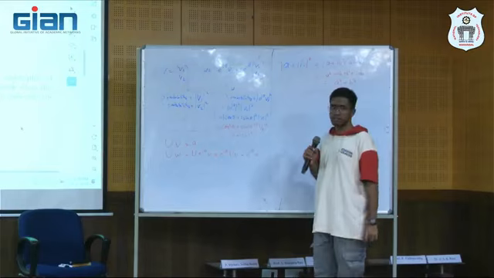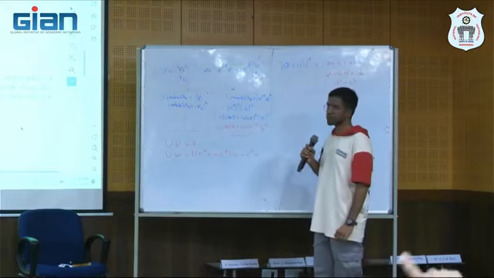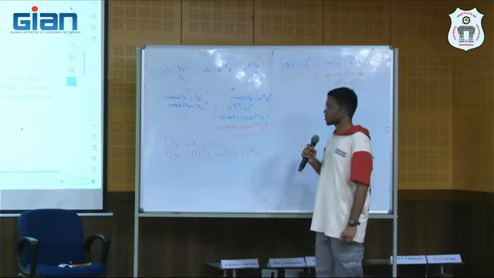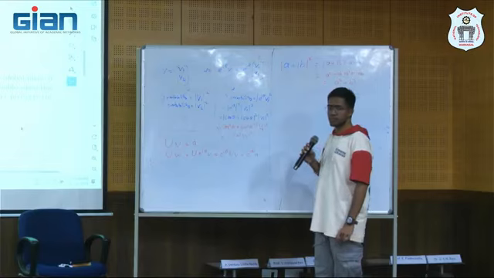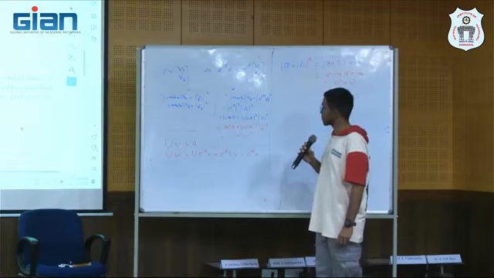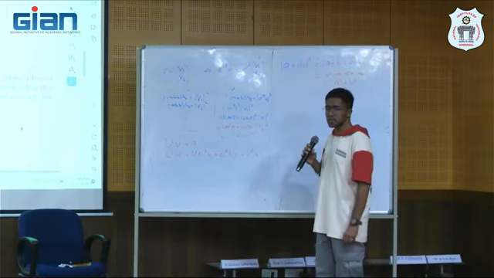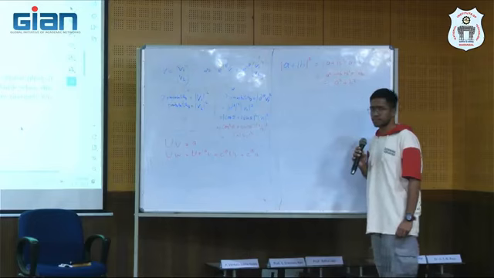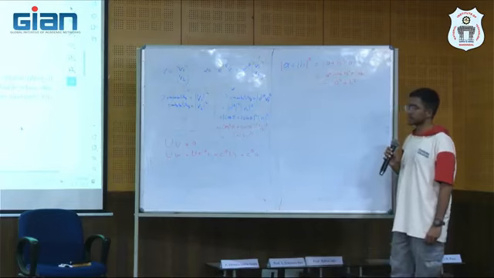Now you asked about the mod square. Remember, a plus ib mod square, you see the thing on the right hand side, is equal to a square plus b square.